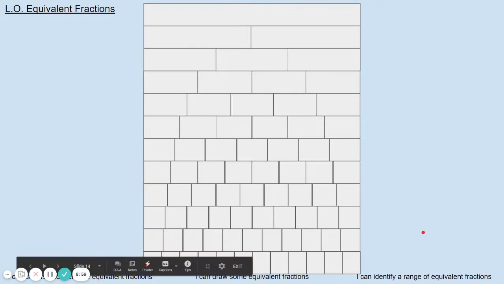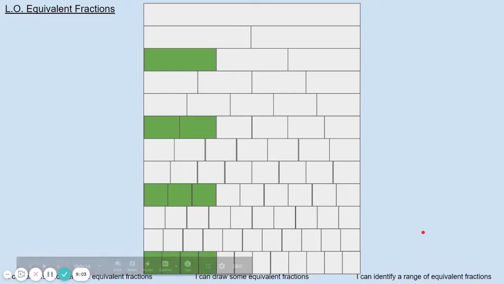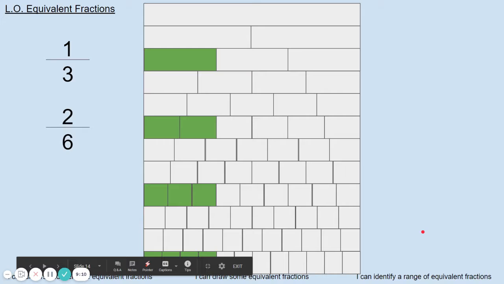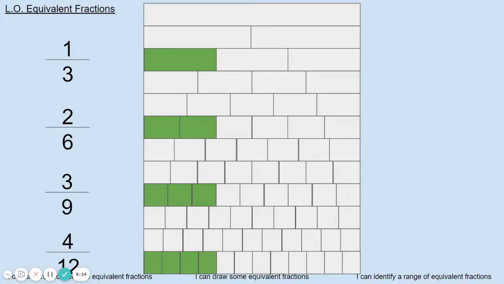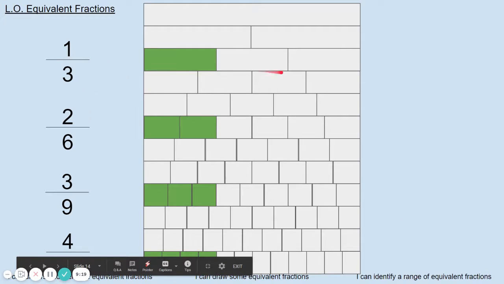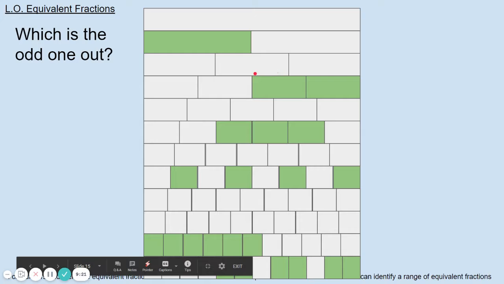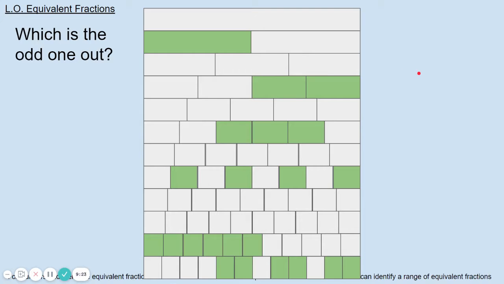Right. What about this one then? This is just showing it in 1/3 and 2 sixths and 3 ninths and 4/12. That's another way of showing they're all equivalent to 1/3. Right, how about this one? This is some mind-blowing stuff. Which is the odd one out? Have a pause of the video and see if you can work it out.